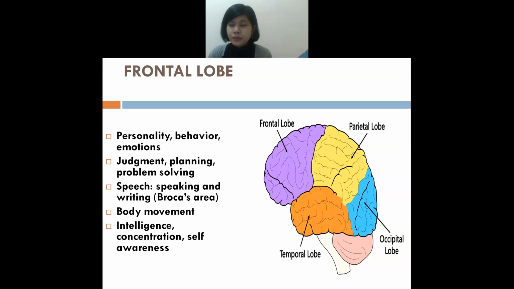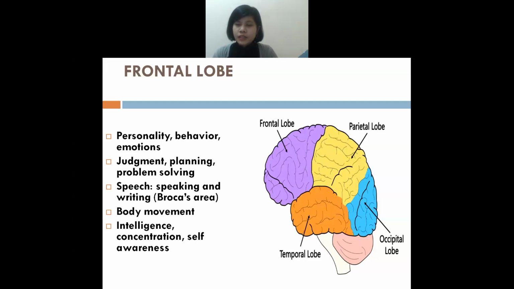It helps you in maintaining your personality. It also helps you in maintaining your behavior. It also helps you in maintaining your emotions. So, personality; behavior, how you behave; and emotions, how you show your emotions, happy, sad, all these things, like how you represent yourself. The frontal lobe is responsible for that.